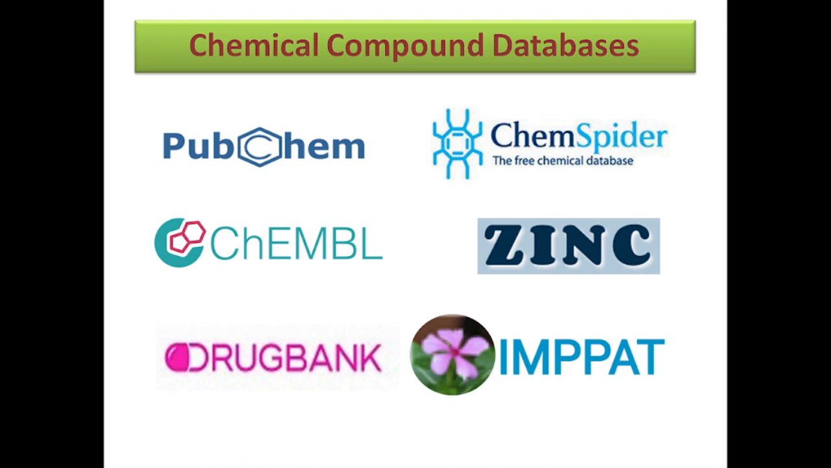So I have selected 6 very important chemical databases, and now I am going to introduce you to these chemical databases. The chemical databases which I have selected are PubChem database, ChemSpider database, ChEMBL database, ZINC database, DrugBank database, and IMPPAT. So these are the 6 databases which I have selected. So first of all, I am going to introduce you to the PubChem database.